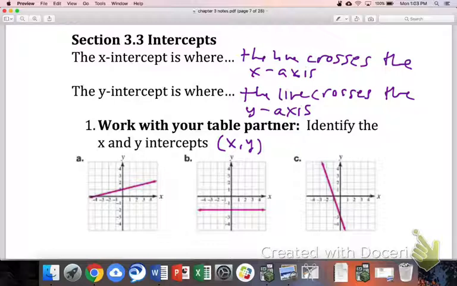So please try that for A, B, and C. Work with your table partner. Write it down. Just label the x-intercept and y-intercept for each of these lines. Ready, set, go.